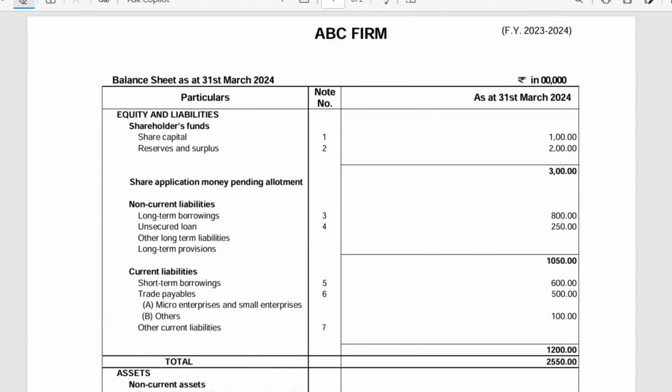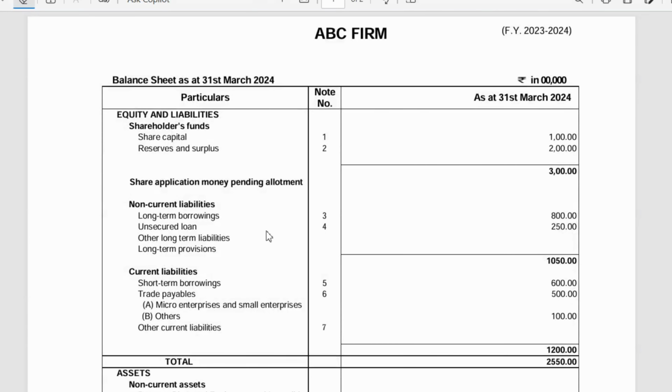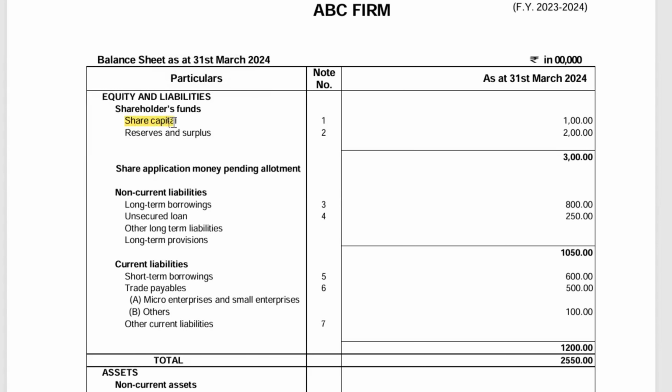Okay. So when you look at the balance sheet, first you need to check how much the firm's self investment is. It means what is the margin of the firm out of the total liability of the firm. Now the question is how to calculate it. To calculate it, first you need to check the net worth of the firm. Net worth means share capital and reserve and surplus. Here you can see the firm's capital is 1 crore, reserve and surplus is 2 crore. So the total net worth of the firm is 3 crore.